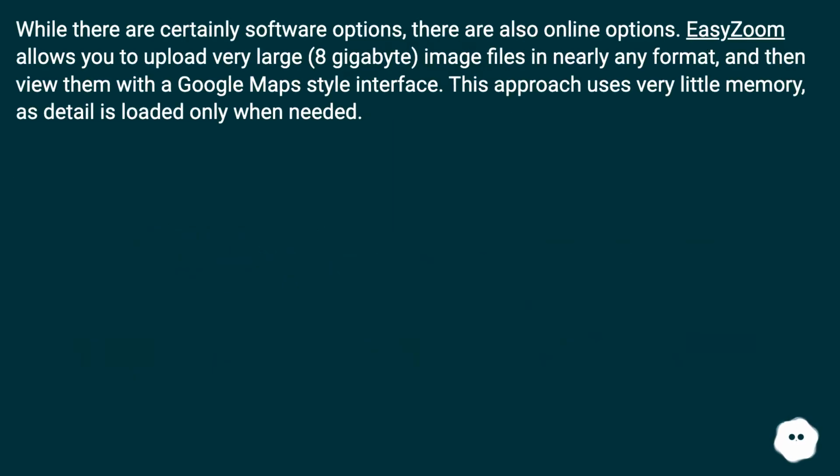While there are certainly software options, there are also online options. EasyZoom allows you to upload very large, 8 GB, image files in nearly any format, and then view them with a Google Maps style interface. This approach uses very little memory, as detail is loaded only when needed.